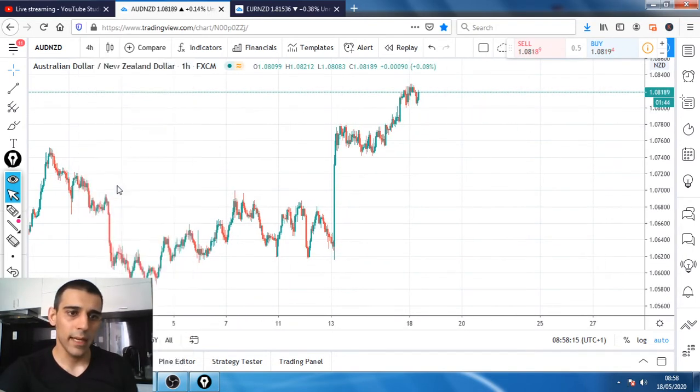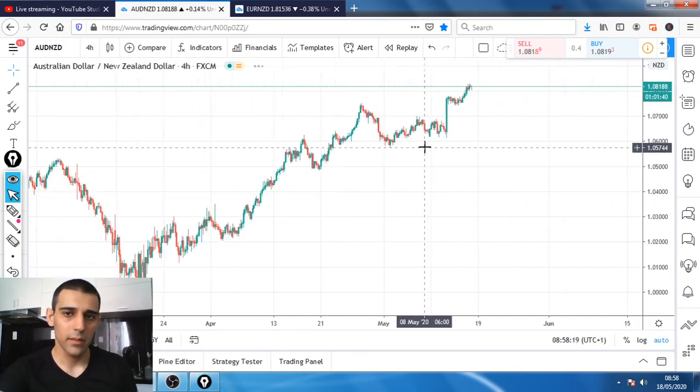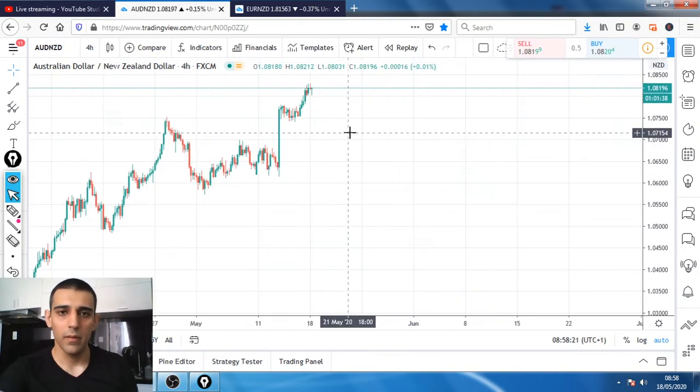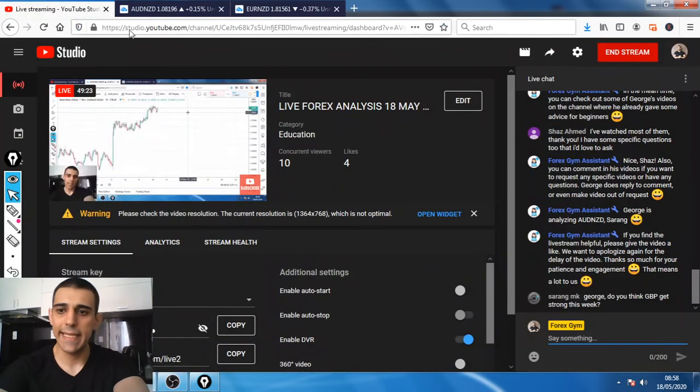Okay, let me see the 4-hour time frame again. Yeah, we don't have much on the 4-hour time frame either. Yeah, sit and wait on this one, so I can't really say any levels on here on Australian dollar NZD.